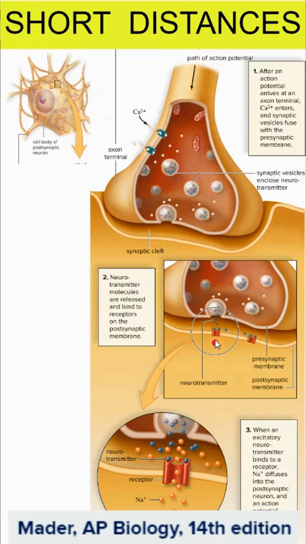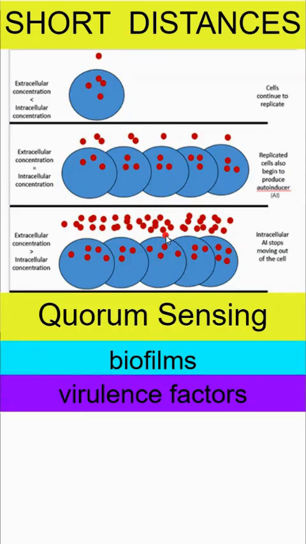And it's at this next cell where they land on the ligand gated channel, and that ligand gated channel causes it to open at this receptor here, and the sodium ions can rush in, which then creates the next action potential and sends the communication further on. But again, this isn't quite direct contact, it's over short distances.